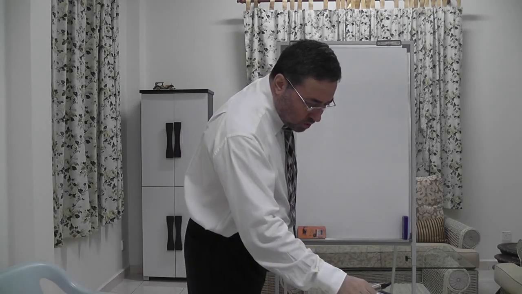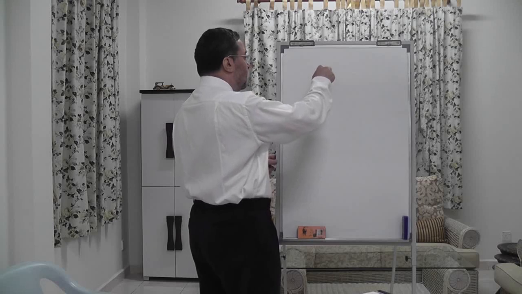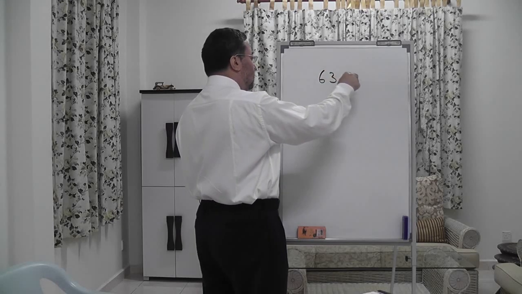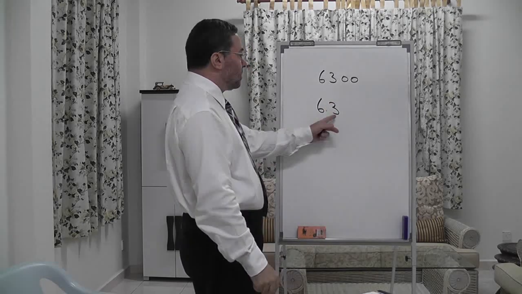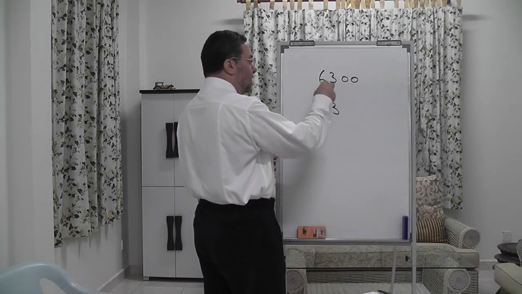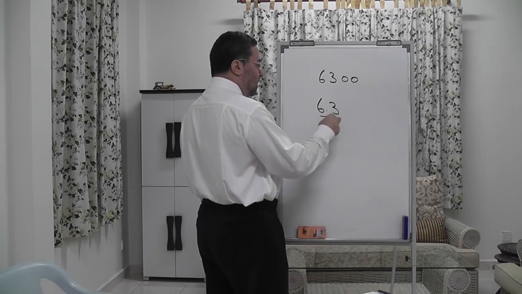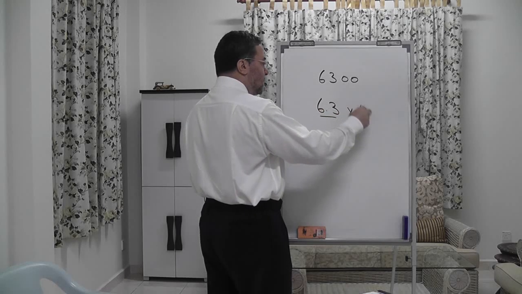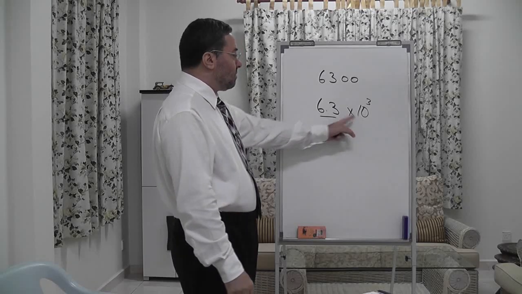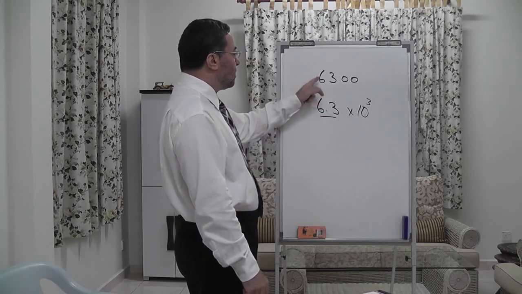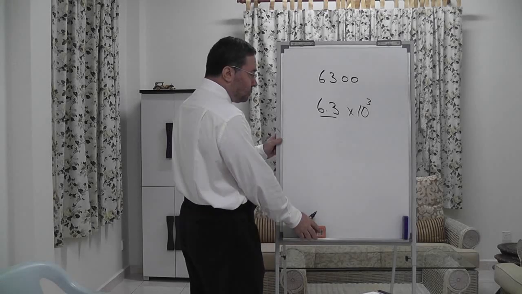Next is number 4, 6300. In scientific notation, that will be 6.3. Now here we divided it by 1,000 to get this number. Now to compensate, we have to multiply by 1,000. And multiplying by 1,000 will get us back to 6300.